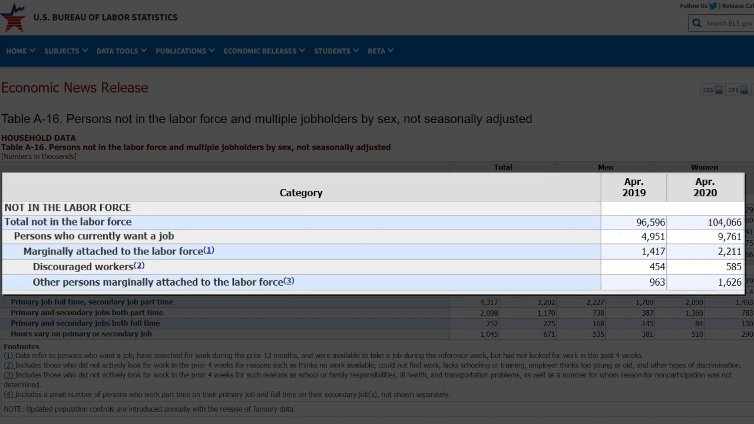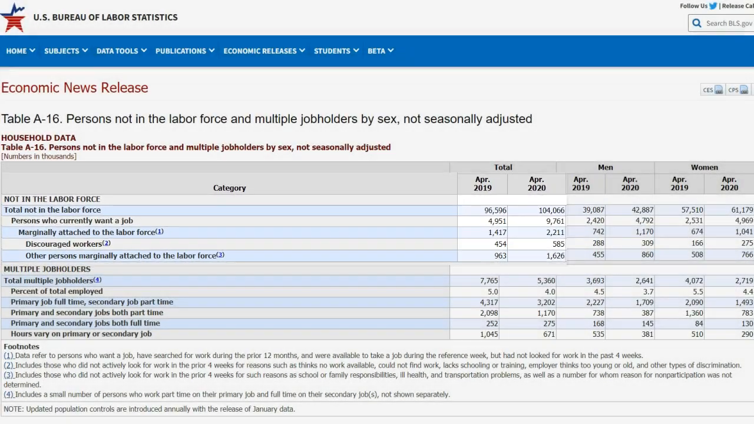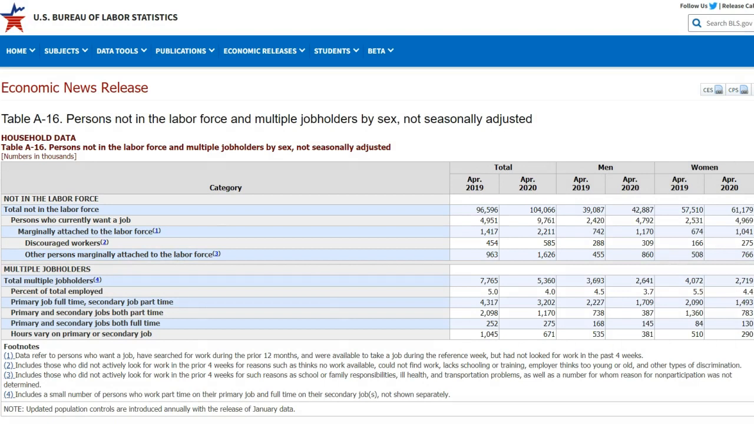And then it also includes people who are marginally attached to the labor force, the discouraged workers, and other persons marginally attached to the labor force. And we can see that all these categories have spiked since the year prior, but it'll be something to keep your eye on going forward, as they could very well continue to increase. And remember, these aren't counted in the official unemployment rate, so something to keep your eye on, and this is where you find that information.